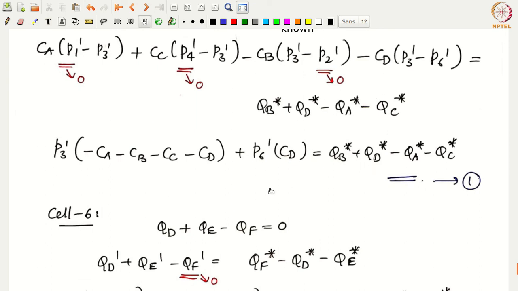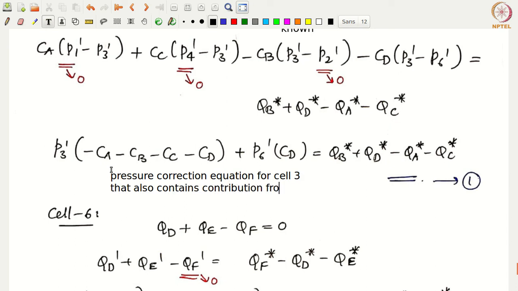Okay, so this is now your pressure correction equation, right? This is very different from what we had till now. Till now we had only one pressure cell. Now we have two pressure cells, that is C3 and C6. So this is the pressure correction equation for cell 3 that also contains a contribution from cell 6, that is P6 prime is also there. Okay, so we have two unknowns here, but this is one of the equations.